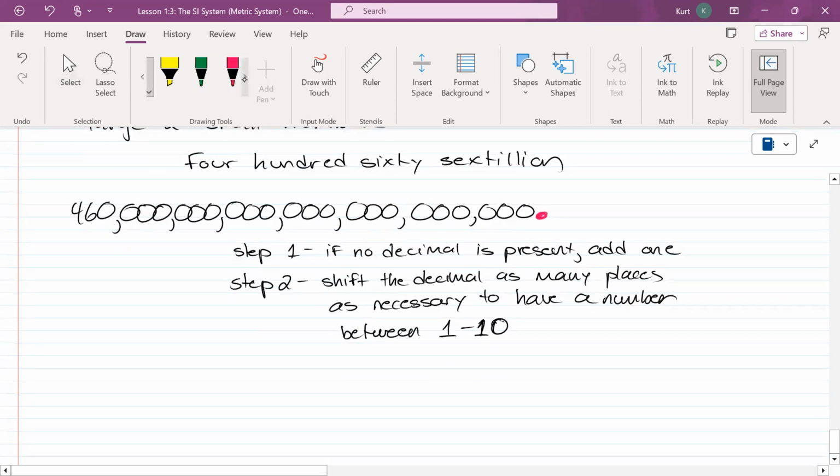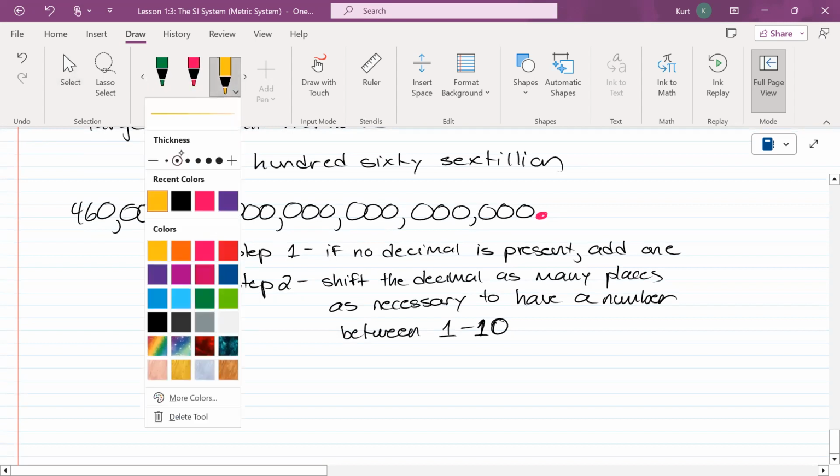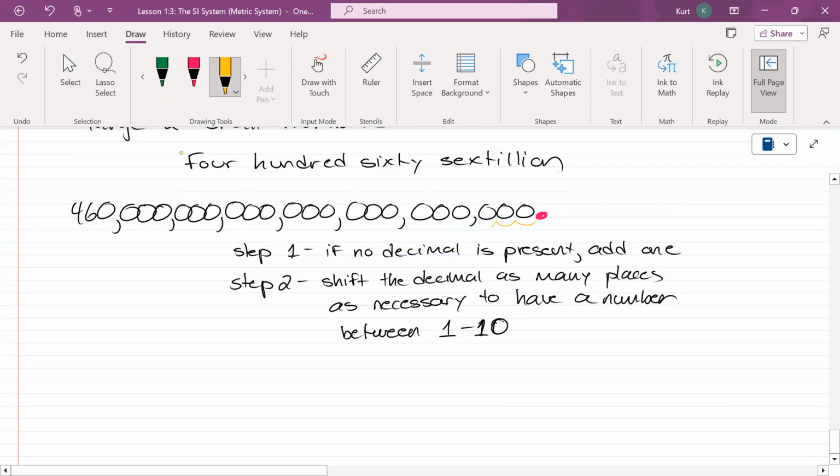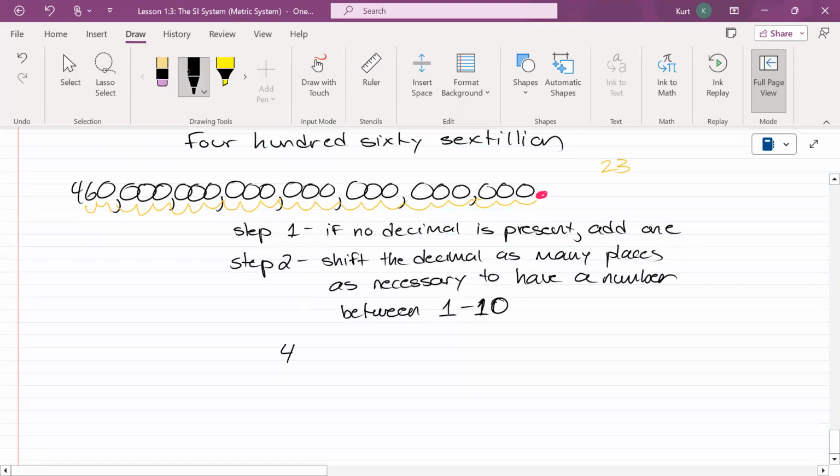So here we go. 1, 2, 3, 4, 5, 6, 7, 8, 9, 10, 11, 12, 13, 14, 15, 16, 17, 18, 19, 20, 21, 22, 23. I'm going to write 23 on the side somewhere. So I end up with 4.6 times 10 to the 23rd power.